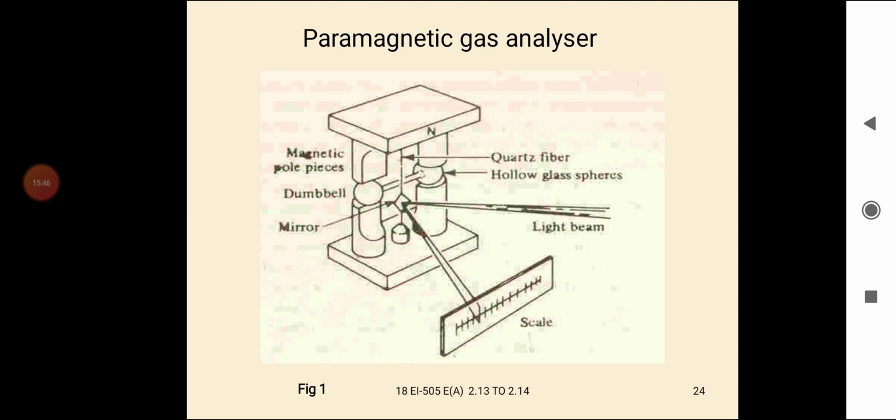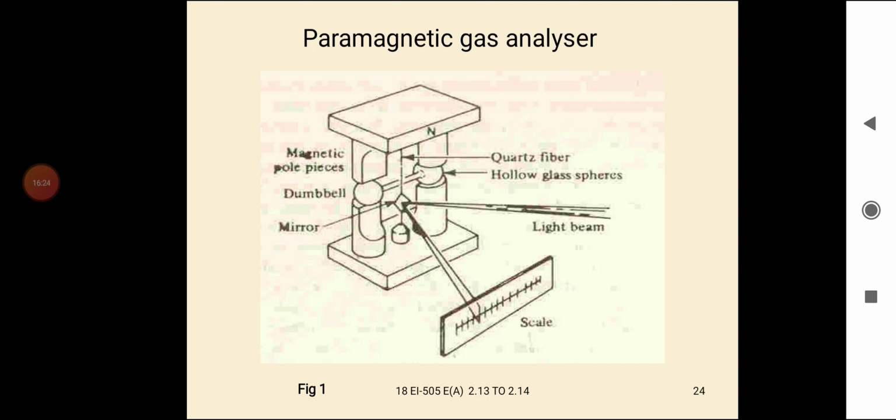When these dumbbell spheres are placed in a non-uniform magnetic field and there is no oxygen, the two dumbbells are in equal balance. The image of these spheres can be seen on the picture with zero reading.